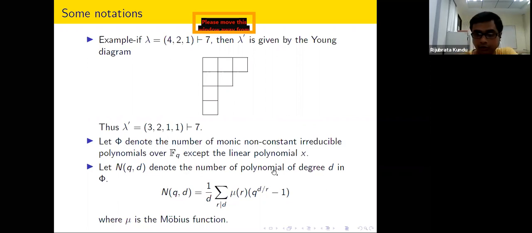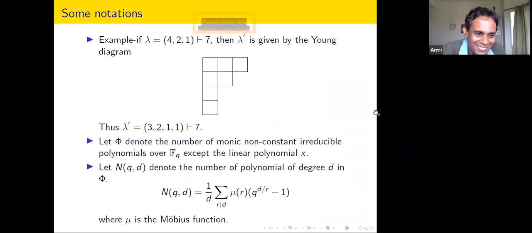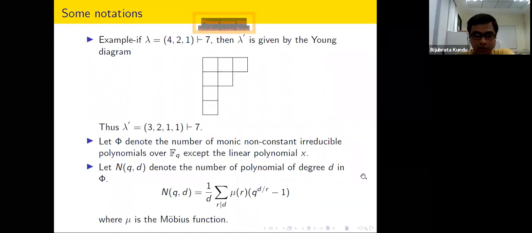Yeah, N_q(d) denotes the number of monic non-constant irreducible polynomials of degree d in capital Phi. So N_q(d) is given by the following very well-known formula: 1 by d, summation over r dividing d, mu(r) q to the power d by r, where mu is the Möbius function. This is a well-known formula.